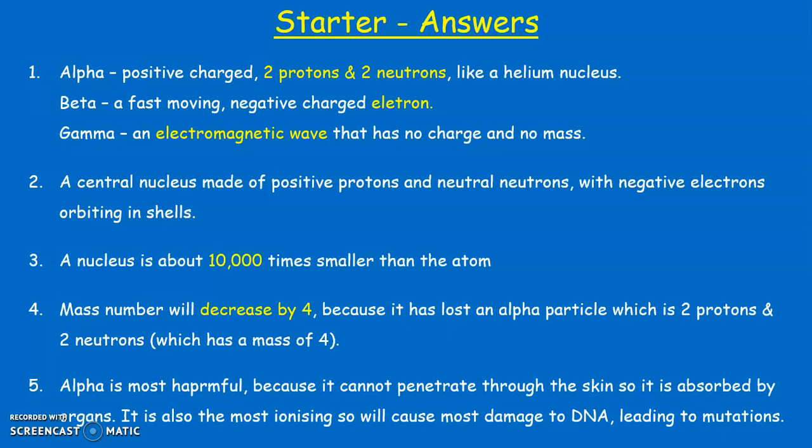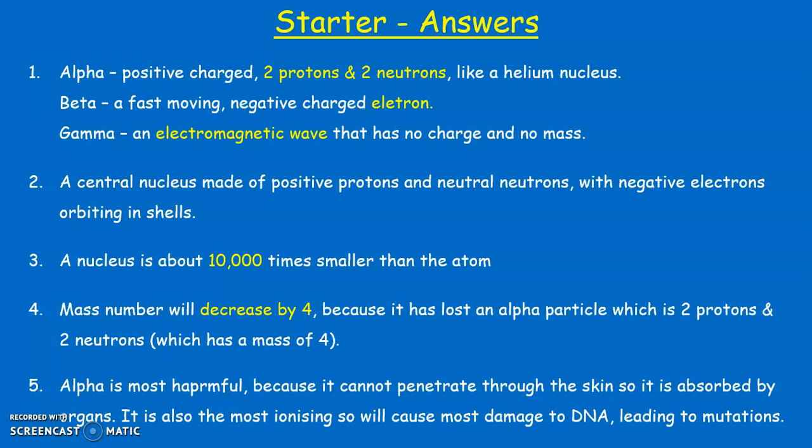Number 4, explain what happens to the mass number of an atom which decays by releasing an alpha particle. Well, an alpha particle is 2 protons and 2 neutrons, so an alpha particle has a mass of 4. If the nucleus loses the alpha particle, its mass number must lose 4. It decreases by 4.